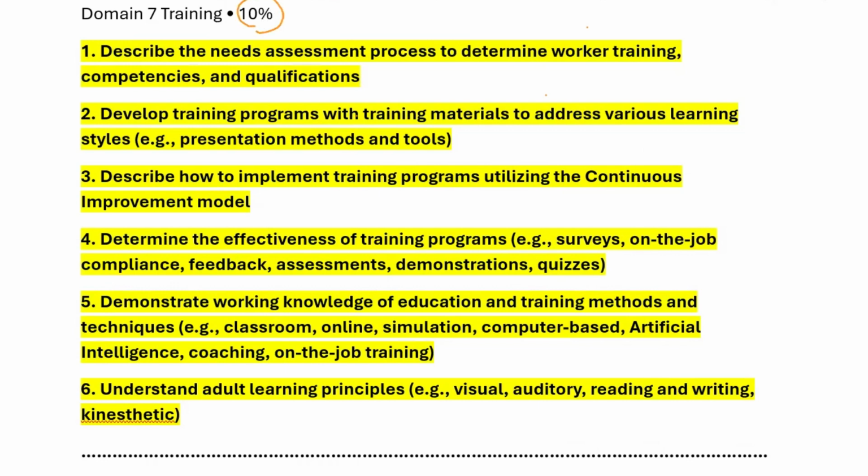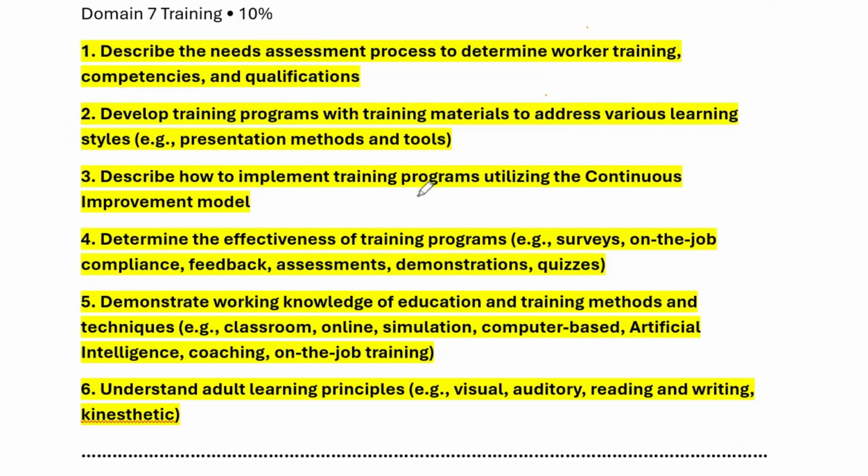Okay, so domain 7, we will check what are the syllabus. Okay, this is as per blueprint 11. So blueprint 11 means it is the updated one, and also the questions that I have discussed are also the updated, the recent questions. Okay, so describe the need assessment process to determine worker training, competency and qualifications. We are covering that. Then develop training programs with training materials to address various learning styles, presentation methods and tools. That also we are covering.